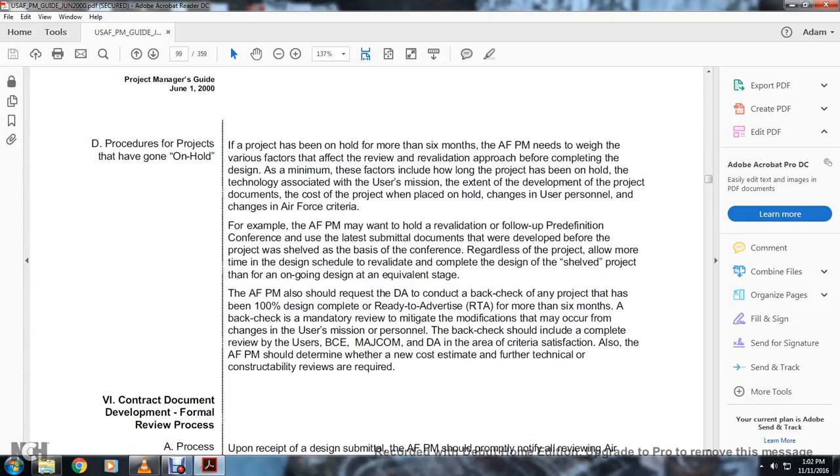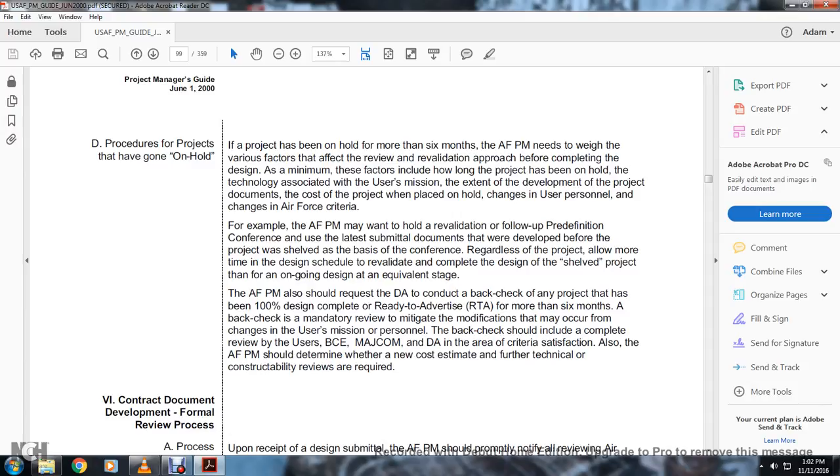D. Procedures for projects that have gone on hold. For a project that has been on hold for more than 6 months, the Air Force program manager needs to weigh various factors after the review of the revalidation approach before completing the design. A minimum of these factors include how long the project may be on hold, the technology associated with the user mission, extent of the development of the project documentation, the cost of the project placed on hold, change of the unit personnel, and change of the Air Force criteria.